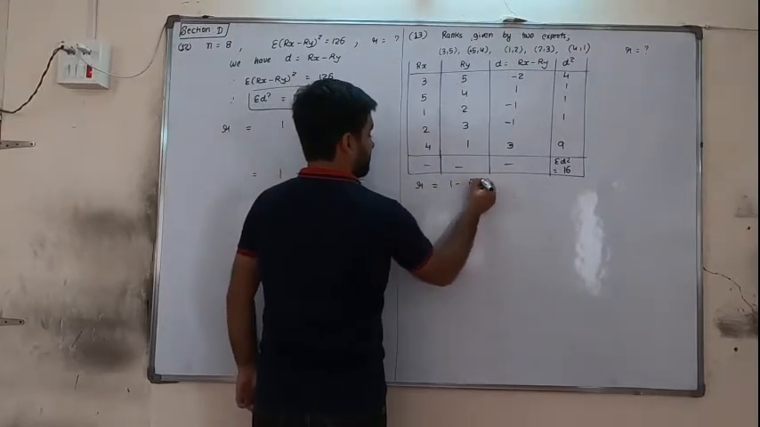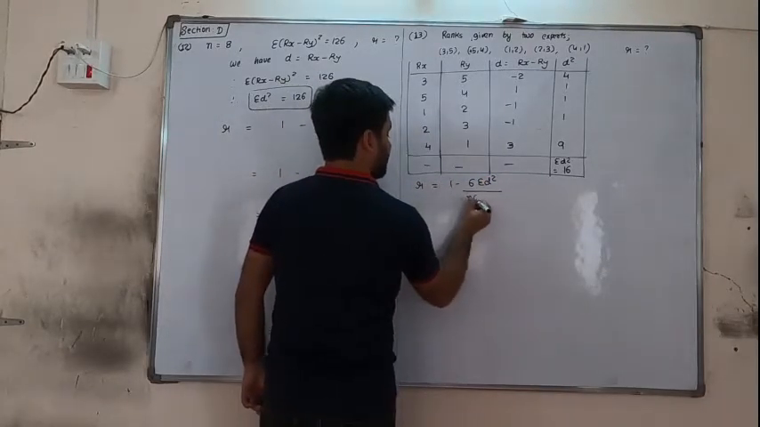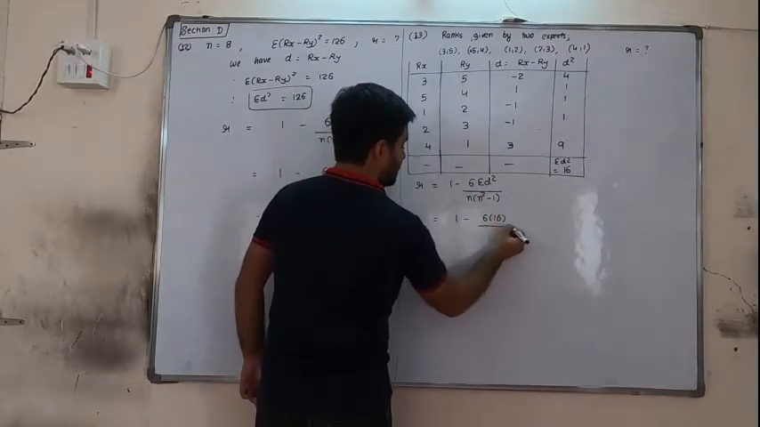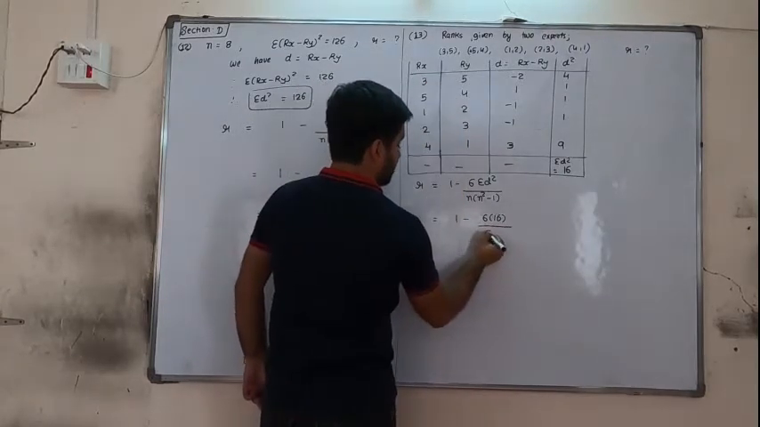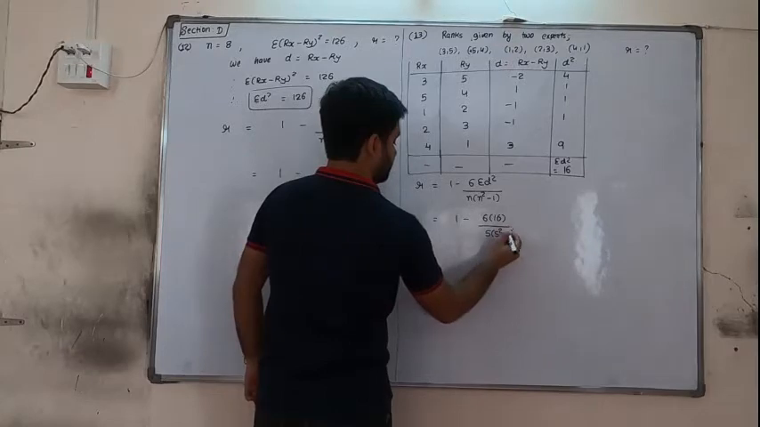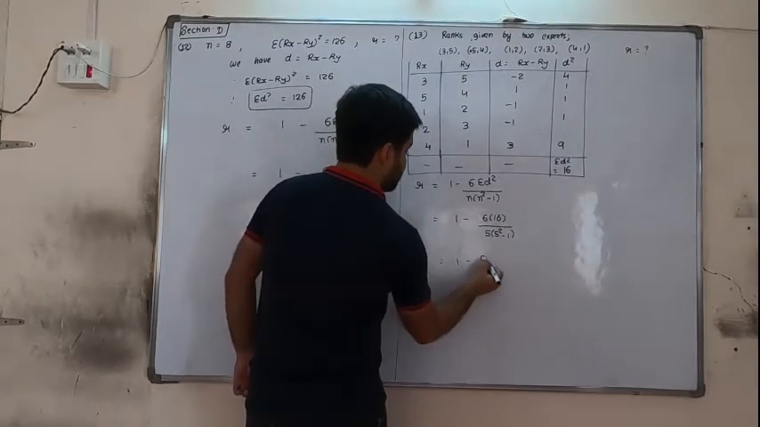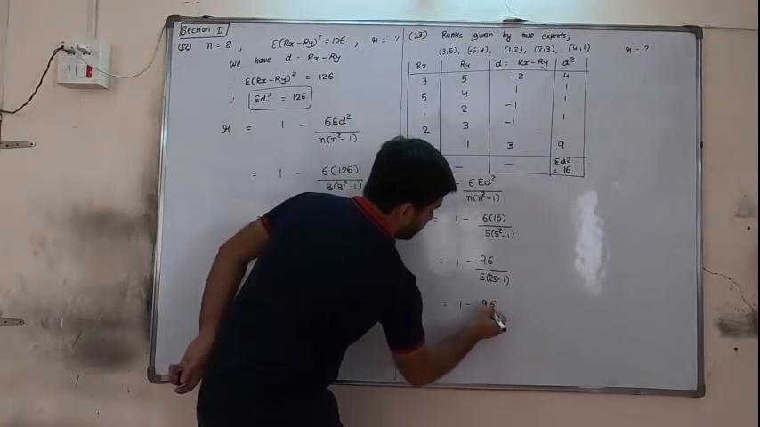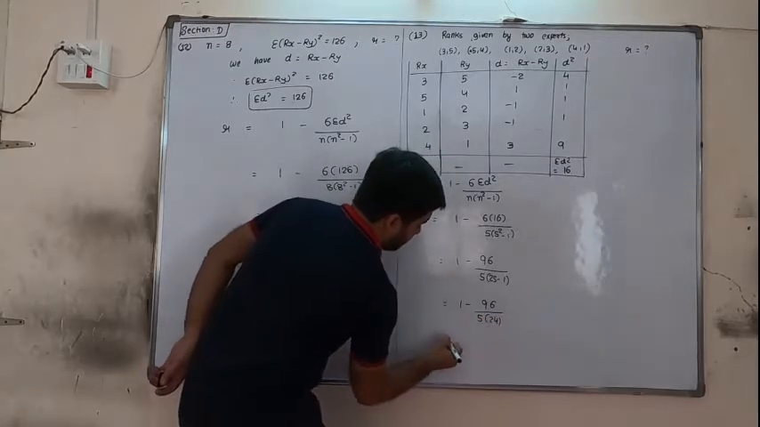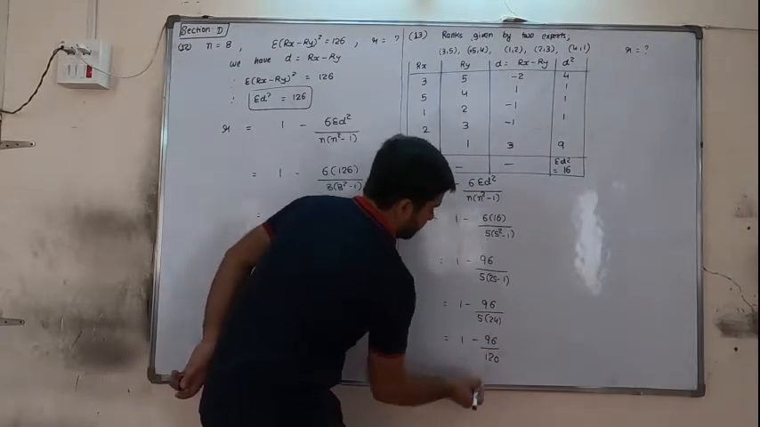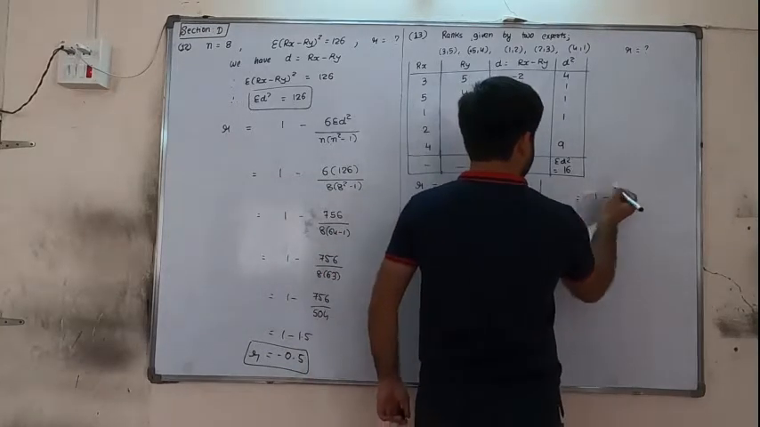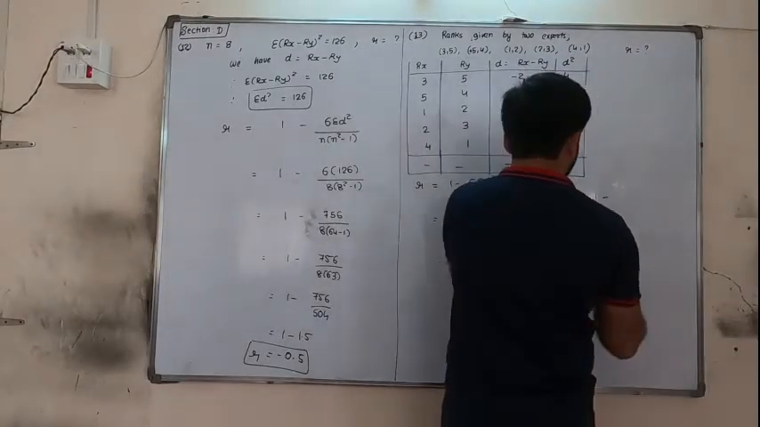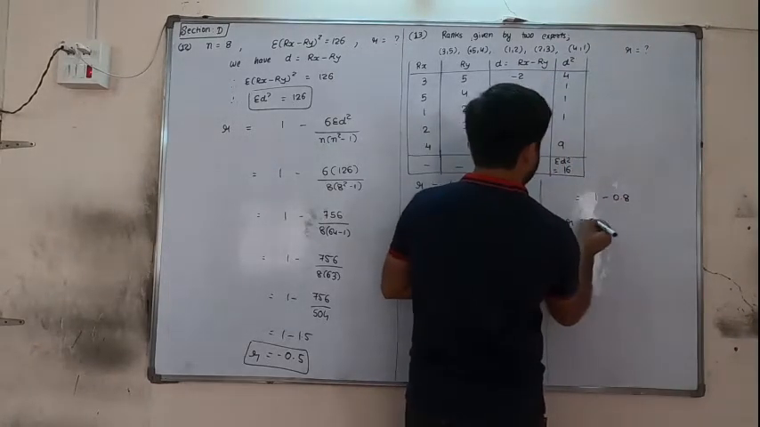r is equal to 1 minus 6 sigma d square upon n in bracket n square minus 1. 1 minus 6 into 16 divided by n, which is 5, 5 square minus 1. 1 minus 16 6s are 96 divided by 5 in bracket 25 minus 1. 1 minus 96 upon 5 in bracket 24. 1 minus 96 divided by 120. 1 minus 96 divided by 120, 0.8. r is 0.2.